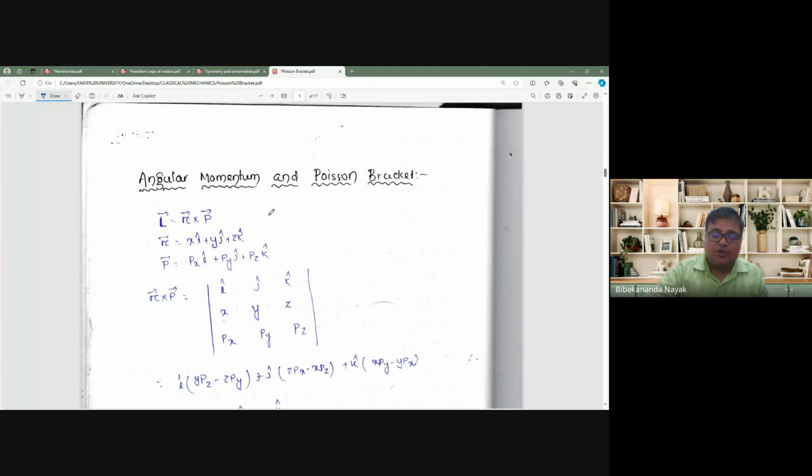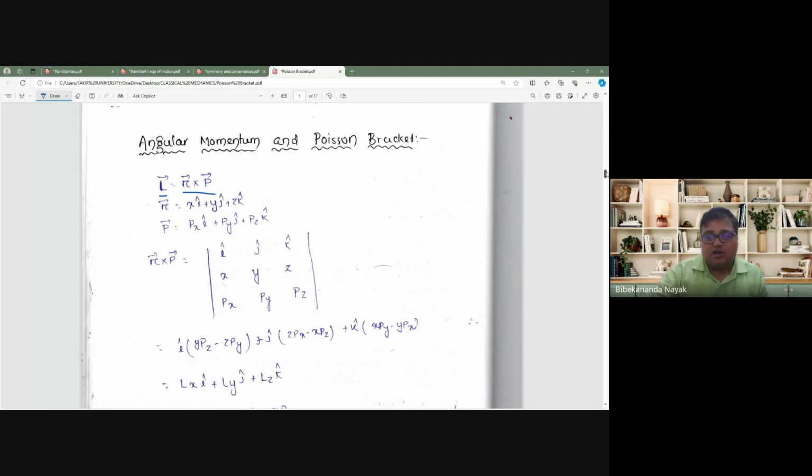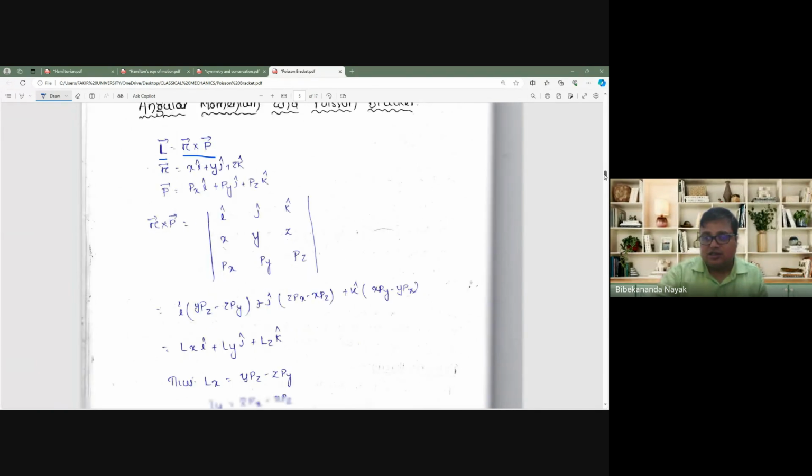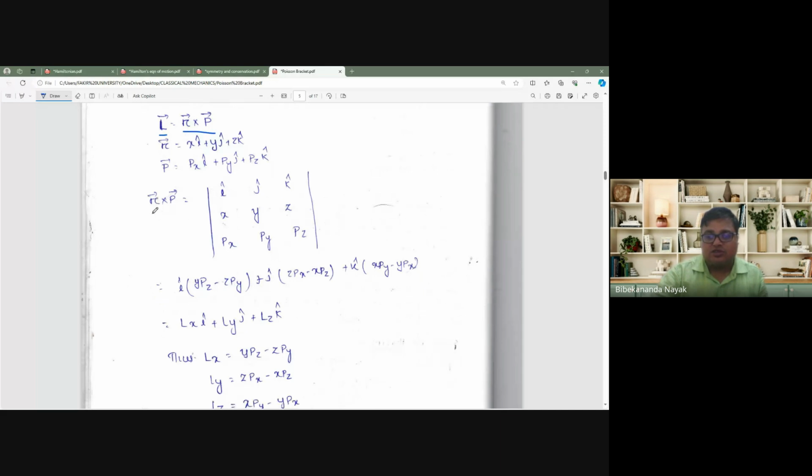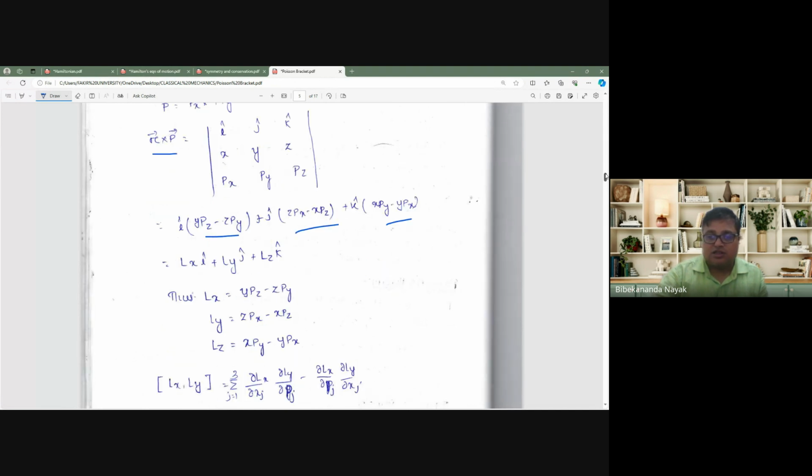So angular momentum, you already know that angular momentum L is equal to r cross p. r is the position vector and p is the momentum vector. Since it is a cross product, we can calculate it in terms of a determinant and components. So r cross p will be i cap into (y p_z minus z p_y), j cap (z p_x minus x p_z), k cap (x p_y minus y p_x). This is the x component of angular momentum, this is the y component, and this is the z component of angular momentum. The corresponding value is this.